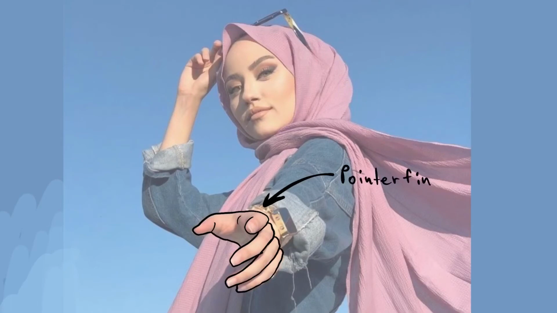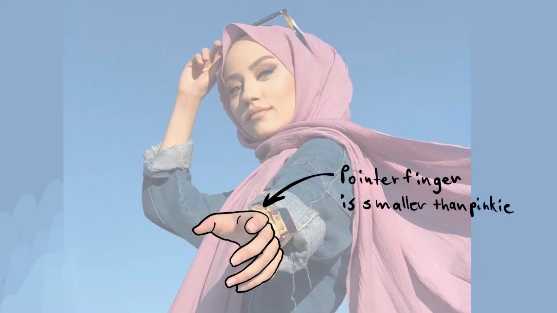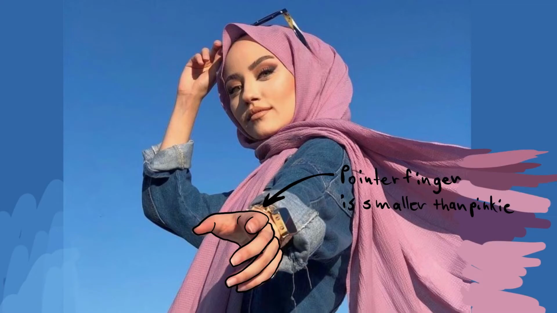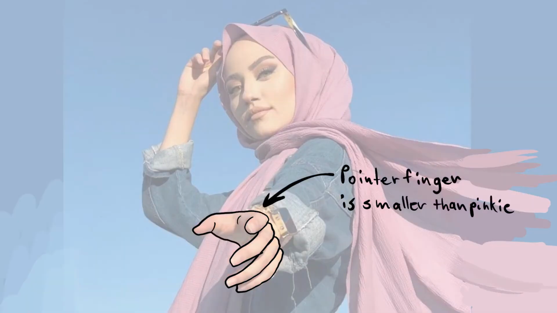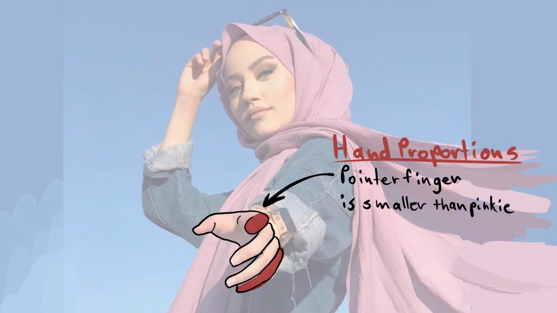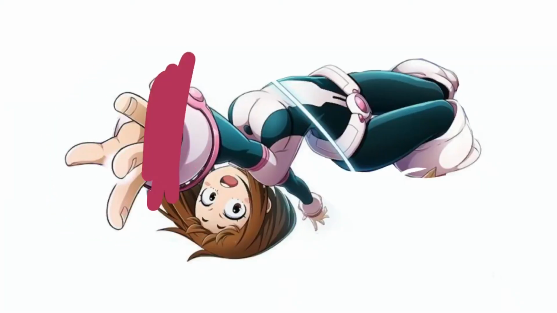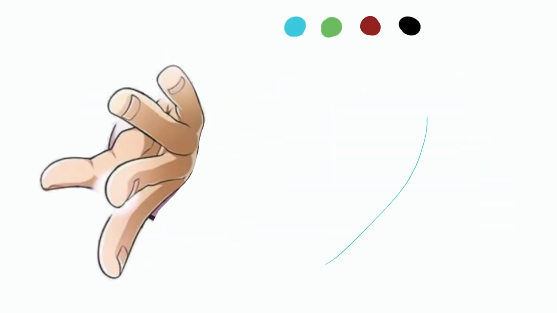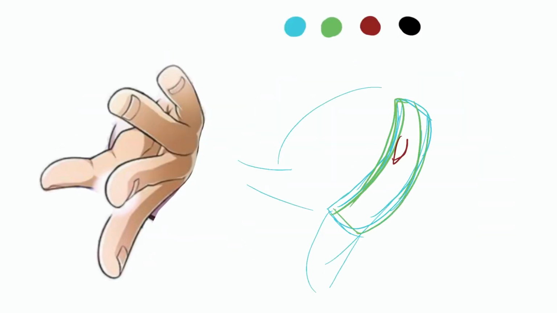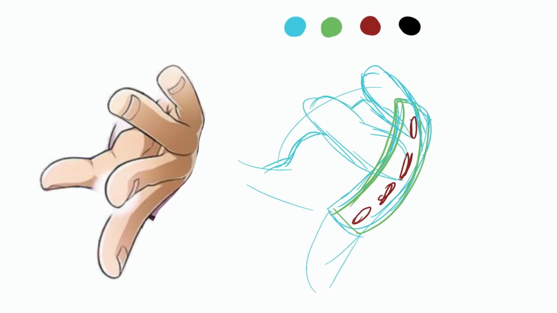When we look at the foreshortening of the hand itself in this photo, we can see that the pointer finger looks much smaller than the pinky because it is closer to the horizon line. When studying foreshortening, try to look at very dynamic poses because it's likely the hands will be dynamic as well.